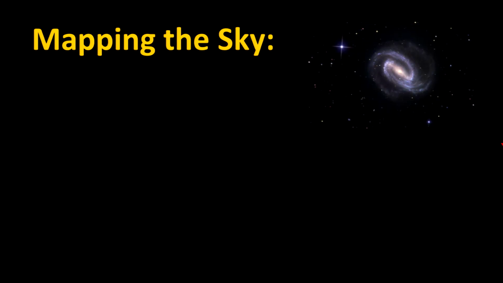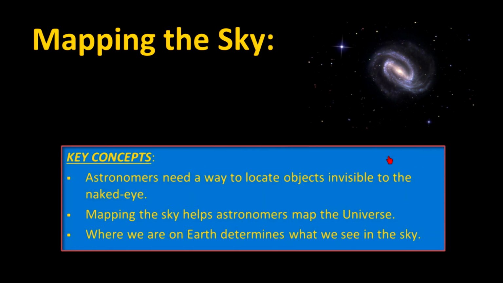Now, when we create maps of the sky, what we're really trying to do is solve one particular problem, among others, and that is, how do we actually see or find things that we don't see? So in other words, we have to locate objects that are in the sky that are not necessarily visible to our eyes. So the key concept that we're going to address in this video is how astronomers need a way to locate objects that are invisible to the naked eye.